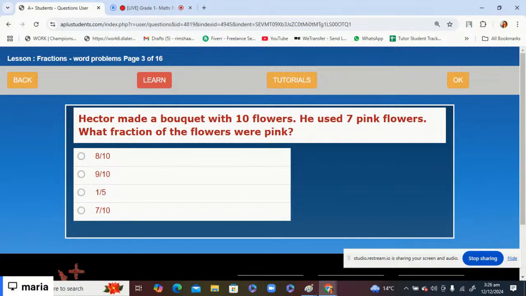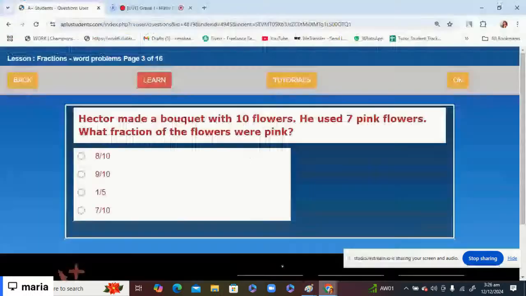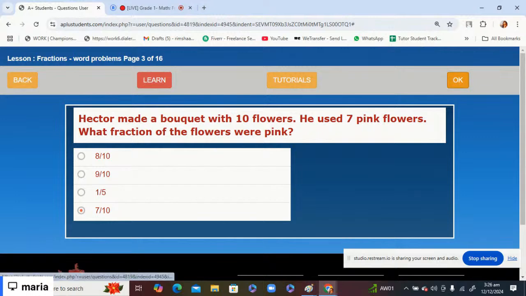Hector made a bouquet with 10 flowers. She used 7 pink flowers. What fraction of the flowers were pink? How many total number of flowers? This is 10. And how many she used? 7 used pink. So we're going to find out the fraction of these pink flowers. Okay, 7 by 10. So 7 by 10. It's the last option. Let's do it.